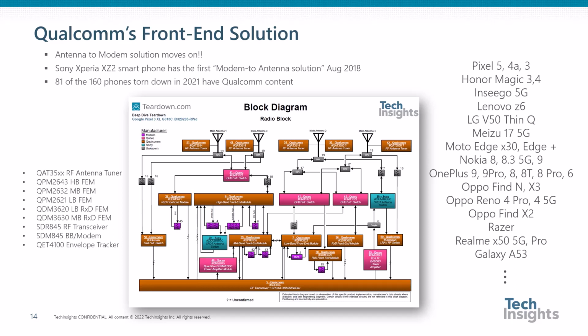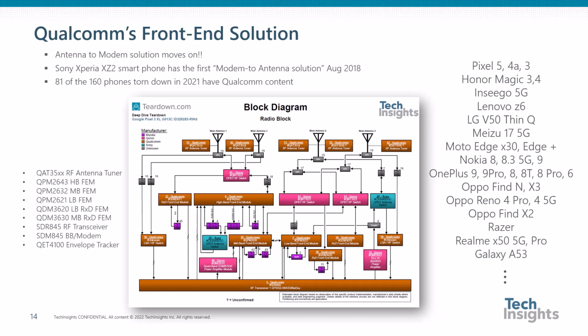I have listed some of the models here on the right that we have observed. They're predominantly the low and mid-tier phones. Taking 2021, for instance, of the 160 phones Tech Insights tore down, 81 of them had Qualcomm content in the front end. This is discounting the transceiver and the baseband chips in the back end, purely the front end. And of the 600 phones from 2019 to 2022 torn down, 365 had Qualcomm front-end content.